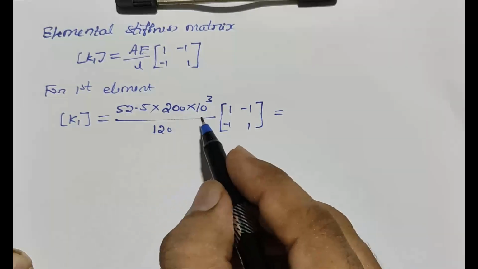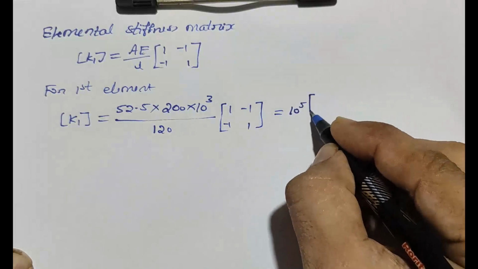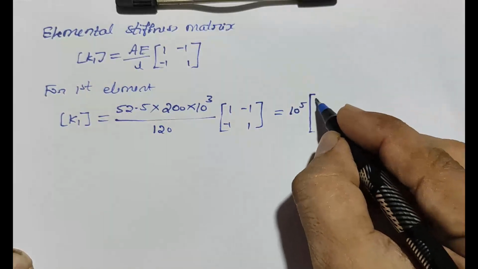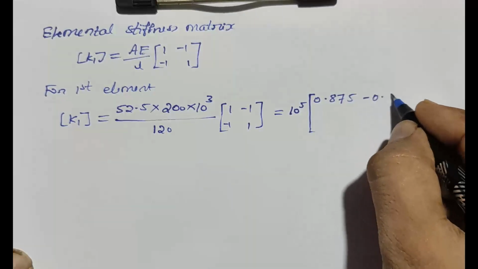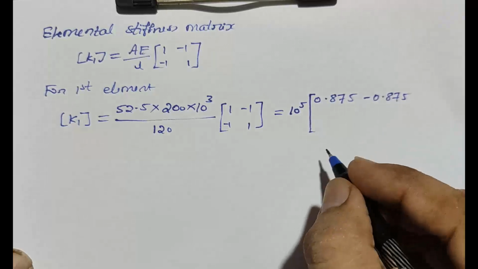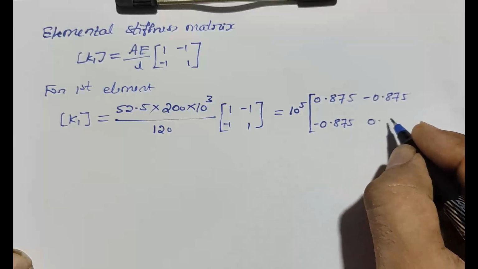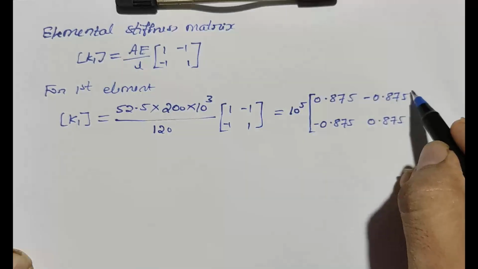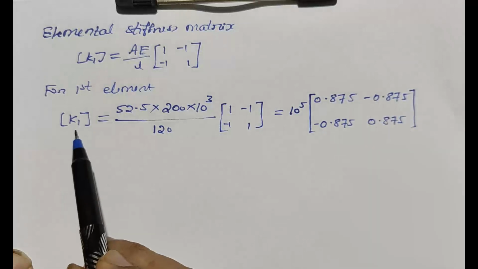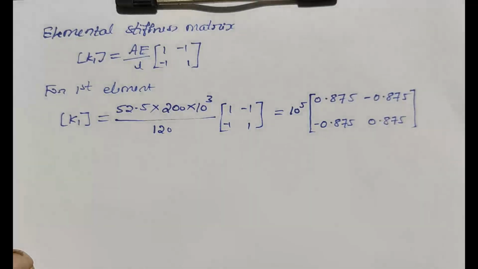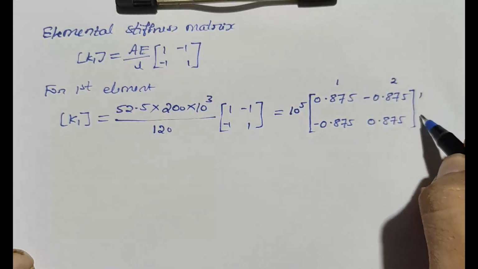If we simplify this, we will get 10 power 5 outside and inside 0.875, minus 0.875, minus 0.875, 0.875. Here you have to give the node numbering. We know that the first element connects node number 1 to 2. So we will give the numbers 1, 2, 1, 2.